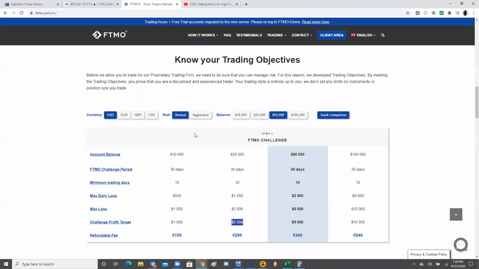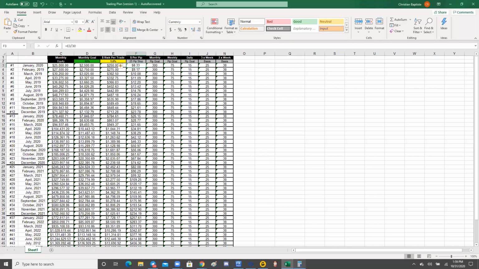Can I still trade on my MT4? What do you mean? On your personal account? If you want to trade on your personal account, it's up to you, but obviously it's using two different brokers and two different lot sizes. So that's the $25,000 account.